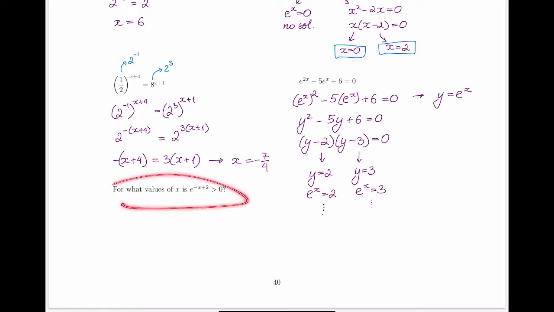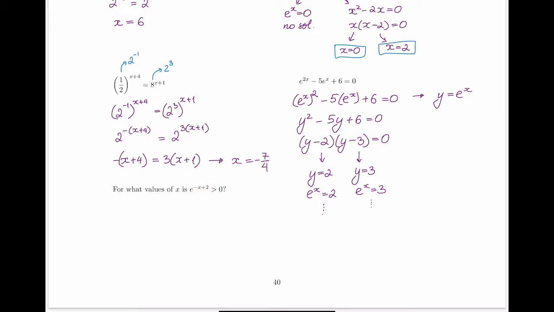For now, though, just for one last example here, let's think about inequalities that involve exponential functions. So this is asking for which values of x will I have e to the power negative x plus 2 greater than 0. It appears that I have a negative power and this is asking when is this entire expression greater than 0. Now recall that as long as you have a positive number here, raising it to no matter what power will never be able to produce a negative result.